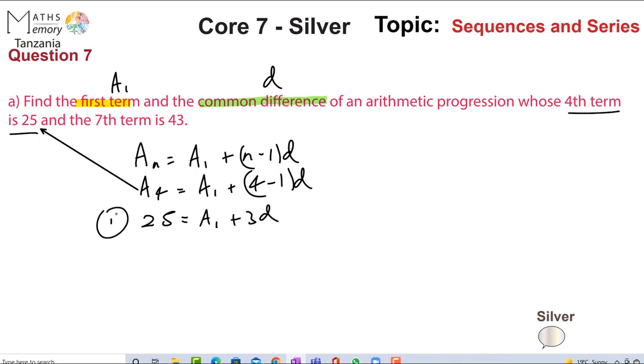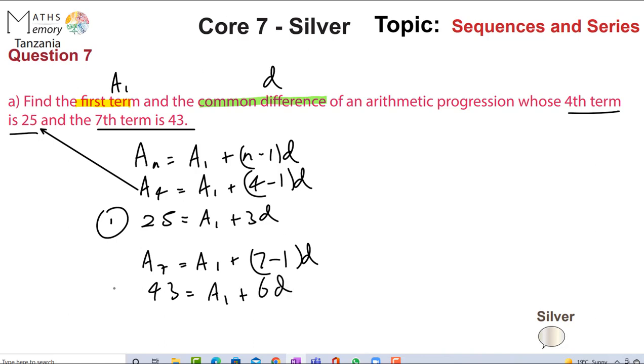So this is number 1 over here. Let's formulate the same thing for the second part over here. The 7th term is 43. What can we do with this one? Again, we've got A7 equals A1 plus, still 7 take away 1 over here, d. A7 is 43, so 43 will equal A1 plus 7 take away 1, which is 6, 6d. So this is number 2.